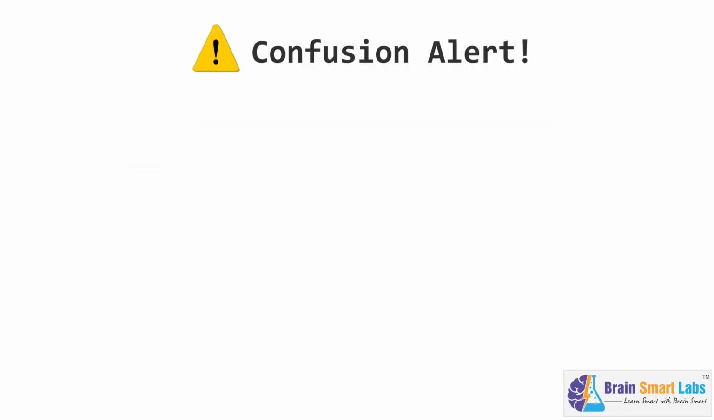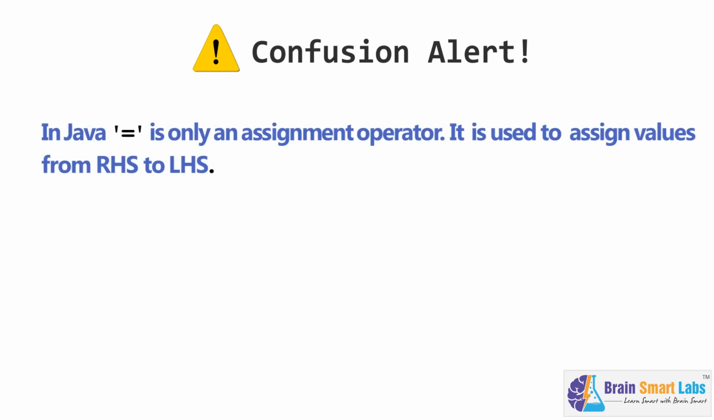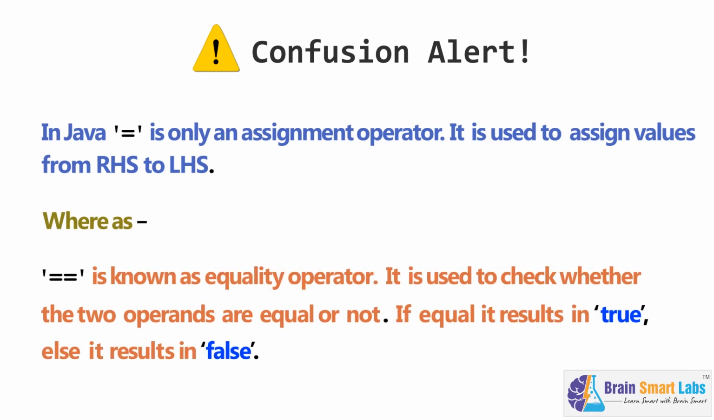Confusion alert. In Java, a single equal to symbol acts as an assignment operator and it is used to assign values from RHS to LHS. Whereas the double equal to operator acts as an equality relational operator and it is used to check whether the two operands are equal or not. The result for this equality operator will always be a Boolean value, that is true or false. So my dear students, please be very careful while using these two operators.